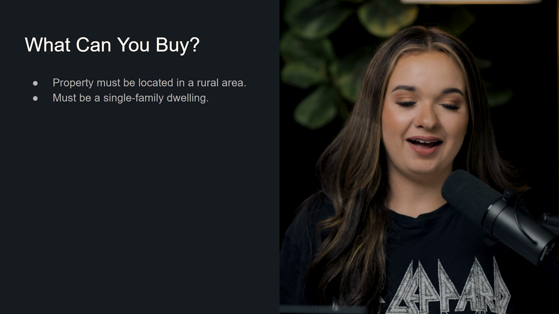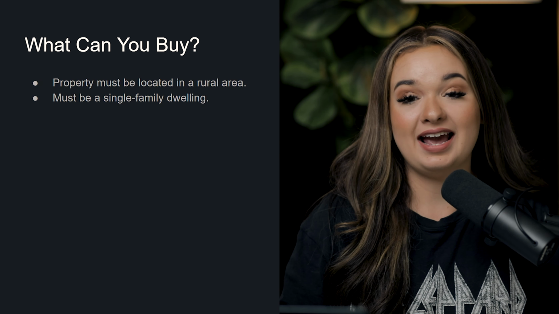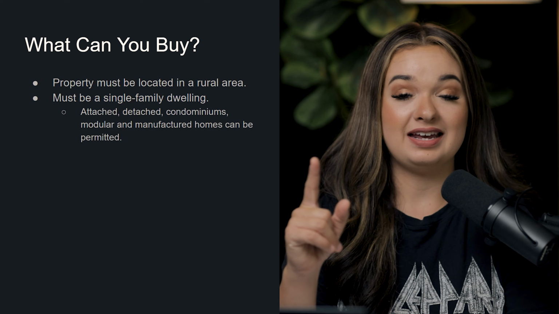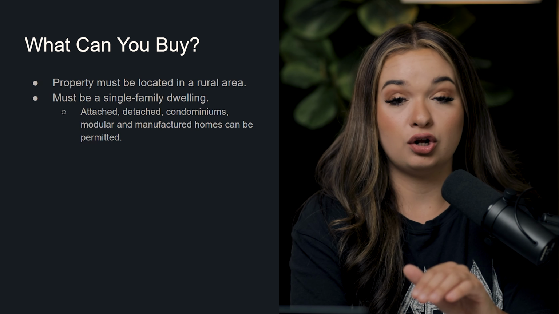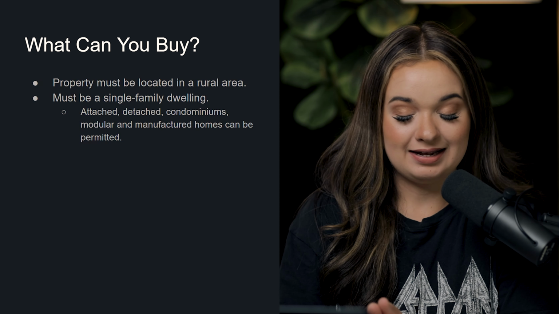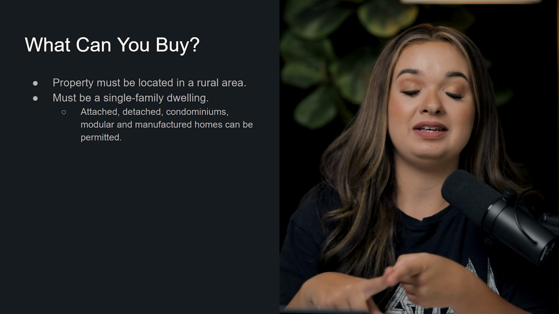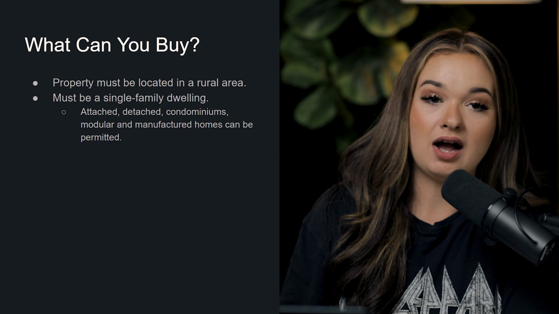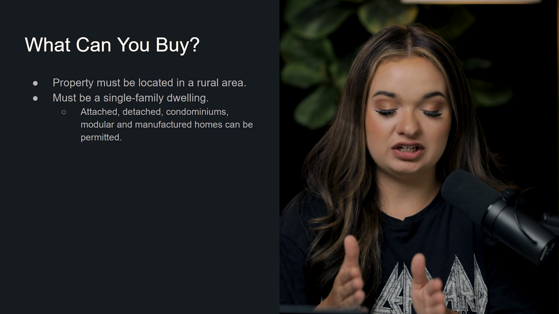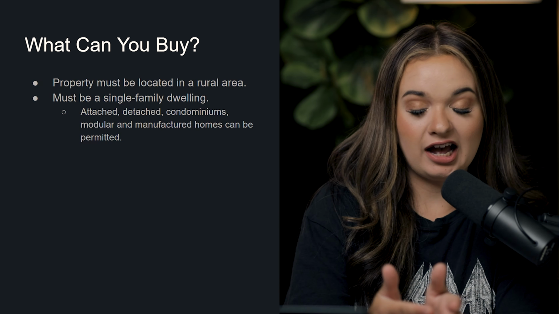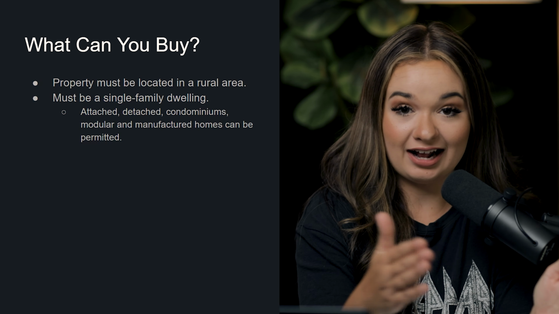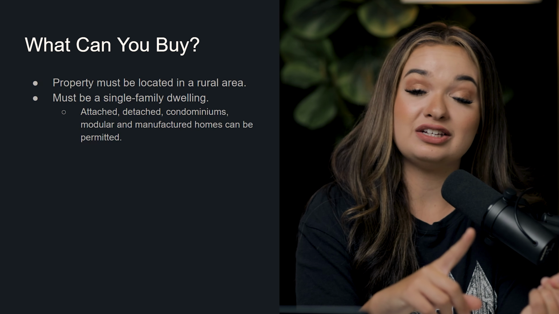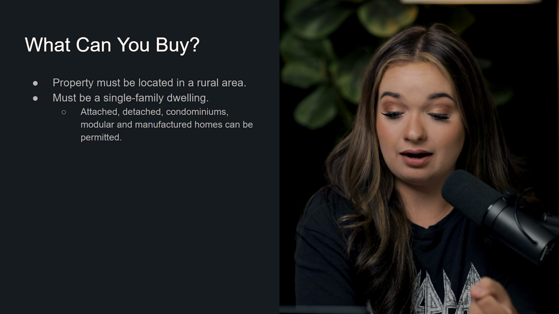The property that you're thinking of buying with a USDA loan also needs to be a single family dwelling. Now they elaborate on this. So this can be an attached, detached, condominium, modular, and manufactured home. So what that means is that an attached home would be like a townhome or a condo where it is sold individually to you by the unit, but it may be attached to other units. So it's still a single family dwelling, even if it is attached to others. So that is allowed. Obviously, your detached standalone homes are allowed.